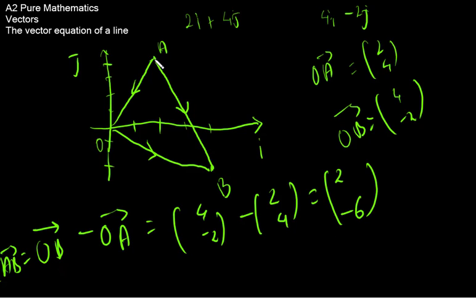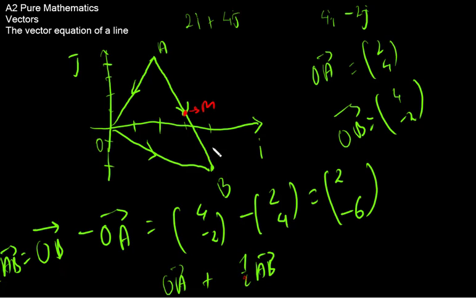Let's say we start from A. When we go from A to B, it is 2, minus 6. But if we go a fraction of 2, minus 6, we get to some point on A and B. So if we have OA plus 1/2 AB, this gets us to the midpoint. Let's call that point M. So if it was 1/2, we get to the midpoint M.